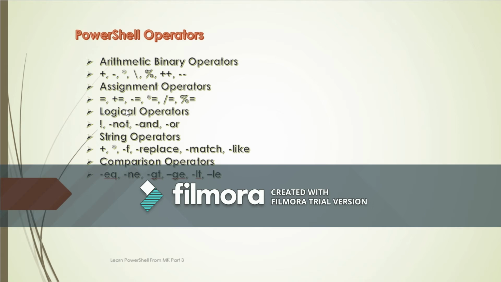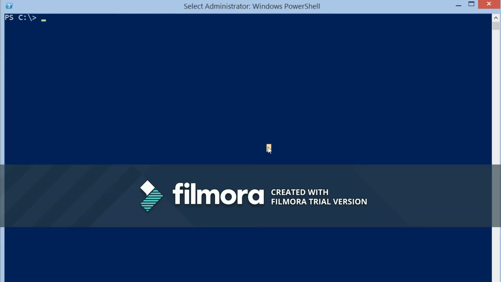Assignment operators: we can see equals to, += , -=, *=, /=, and %=. Let's see the examples here. For example, $a = 6, which means $a is assigned the value 6. All variable names must start with the dollar character.